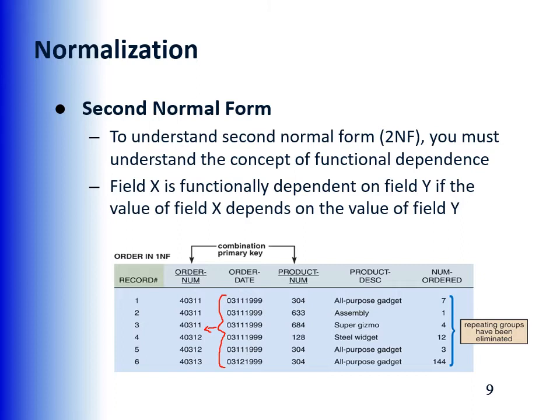And in contrast, a product description is not dependent on the order number. So for a particular order number, there might be several product descriptions, one for each item ordered. You have to see this example. That's the second normal form.